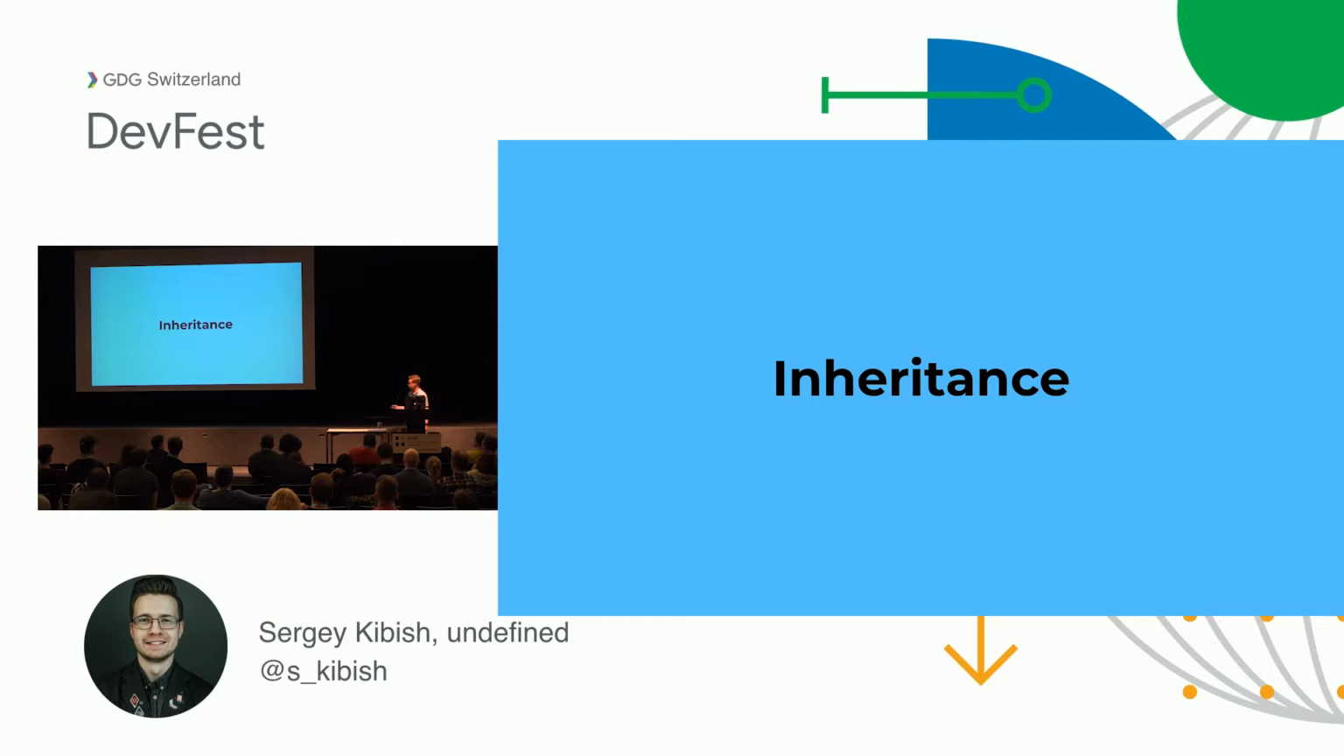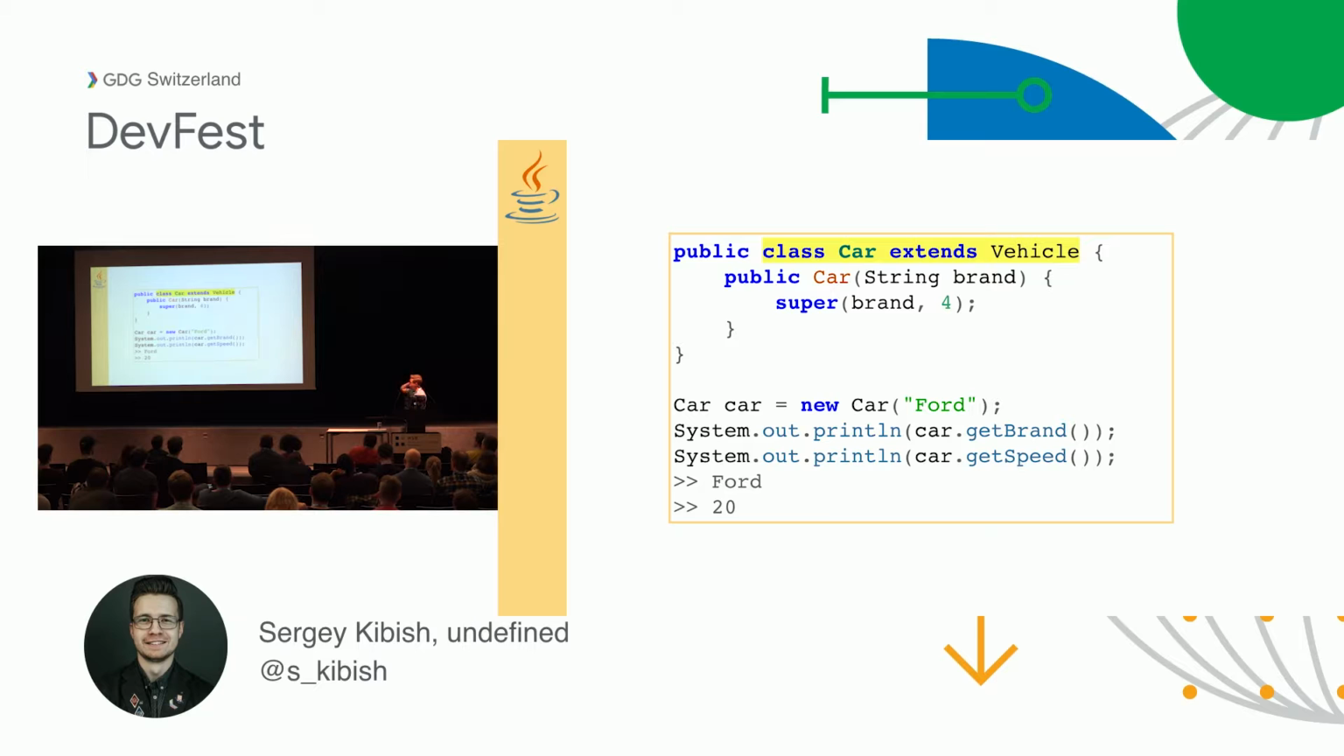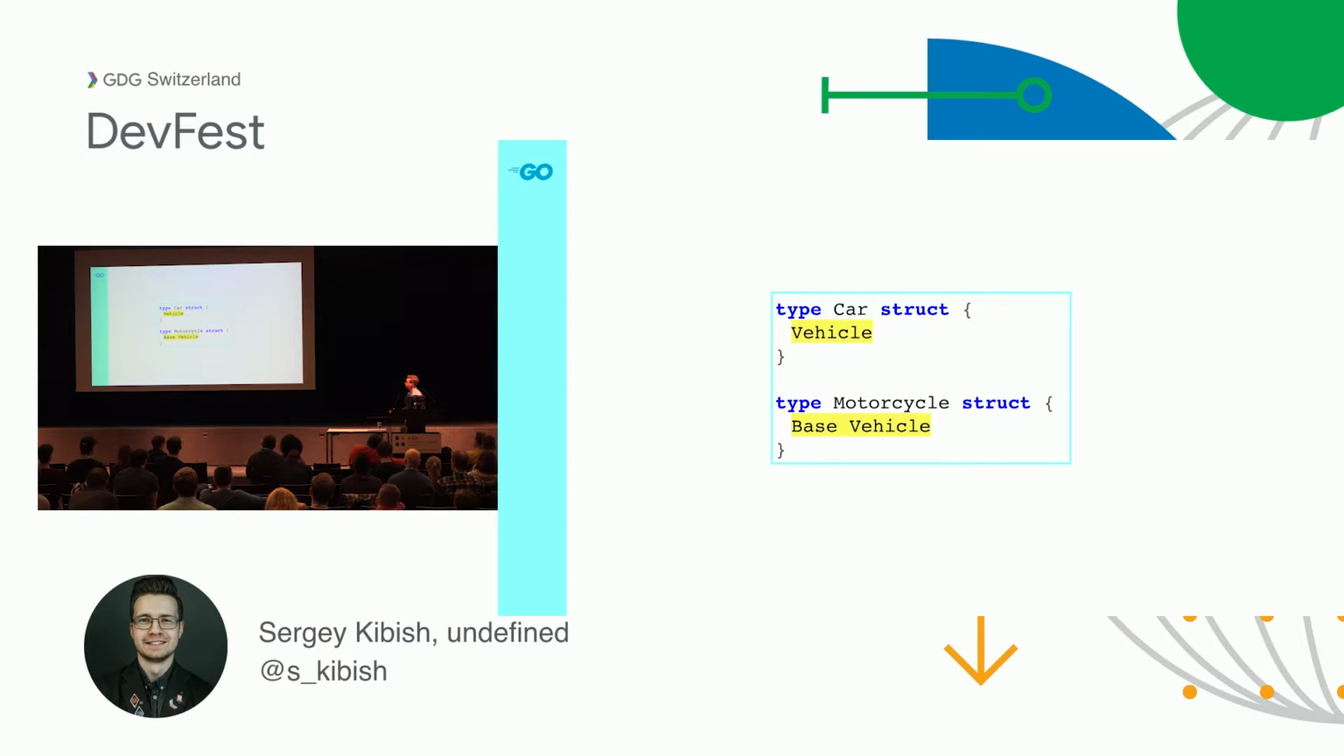Inheritance. Again, in a classic object-oriented world, everything is simple. We just basically write that something extends something, and we get all the properties. In Go, as was mentioned, we don't have inheritance. So what we do instead is composition.